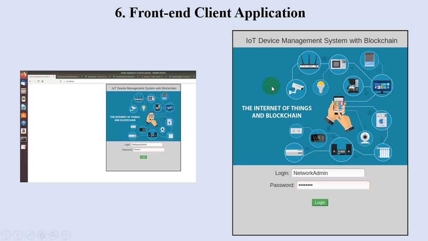And here we describe the front-end client application for our proposed method. It's a web application developed in Node.js, HTML, and CSS for controlling the client application. As you can see, I created that IoT device management system with a blockchain network, and they're given a login with password.